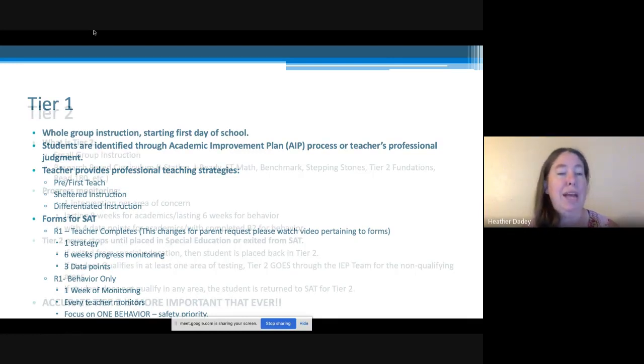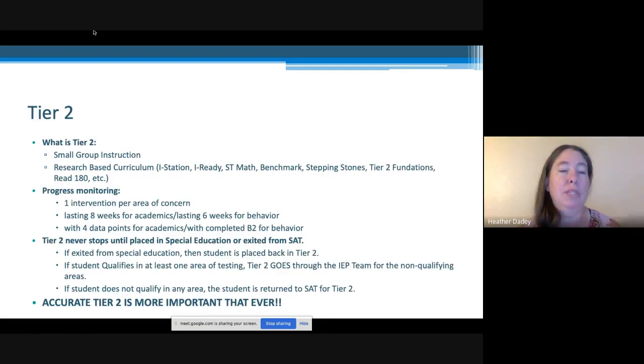So Tier 2 is SAT. What is Tier 2? It's small group instruction with research-based curriculum. I have listed some examples of what we provide at APS. You're going to progress monitor one intervention per area of concern. It's going to last 8 weeks for academics, 6 weeks for behavior. If it's an academic referral, you're going to have 4 data points. And if it's a behavior referral, you're going to complete the B2, which is your scatter plot.